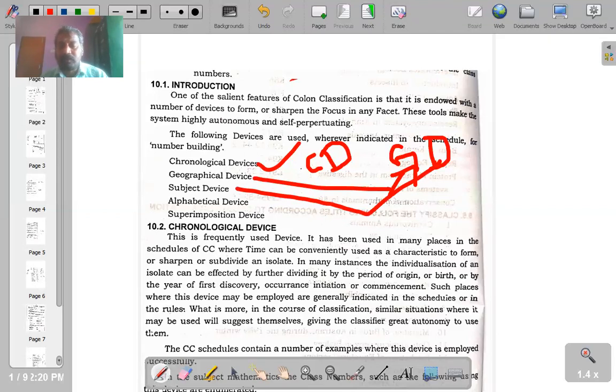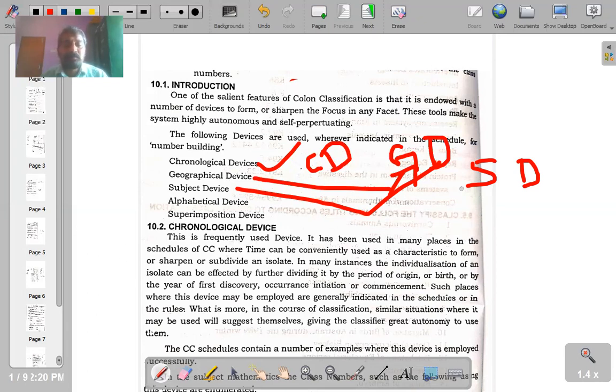Then comes subject device, called SD. That means when you want to create or shorten an isolate, you can take a number from part 2 of colon classification. Starting from A, B, C, D till Z, you go through all the 42 main classes. You take any number from these 42 main classes, and this number can be attached to another number either to form or to shorten the isolate. That is called a subject device.